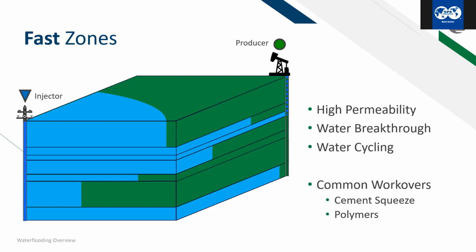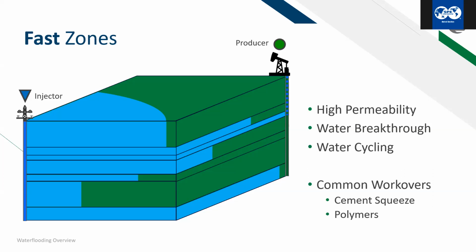I know there are more, but these are the most common that I've seen used. There's a cement squeeze, which you could actually do on either the injector or the producer, but it's going to be near wellbore. So you need to know if that fast zone is isolated, if it has impermeable beds above it and below it, so that it can't communicate vertically with the other zones. If that's true, then it would be a good candidate for a cement squeeze.